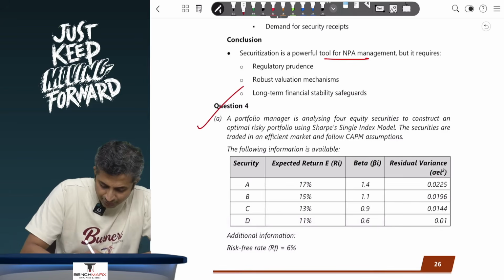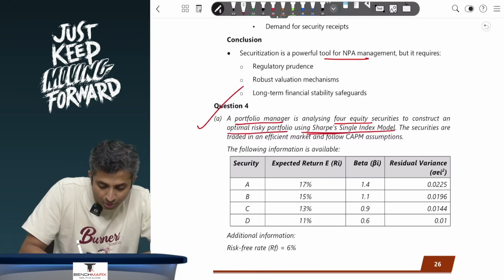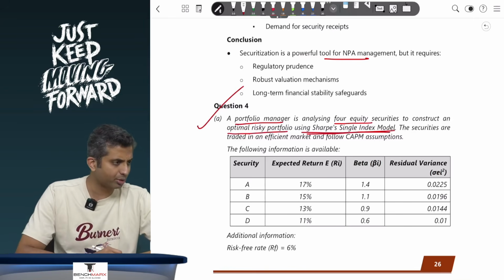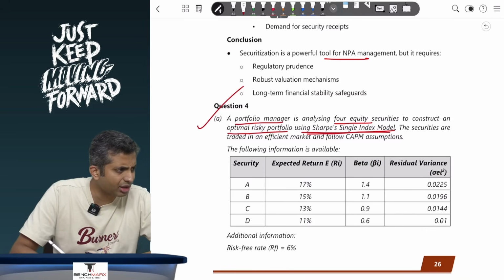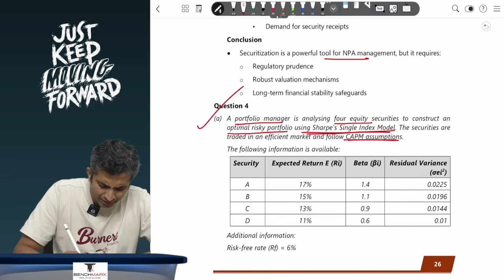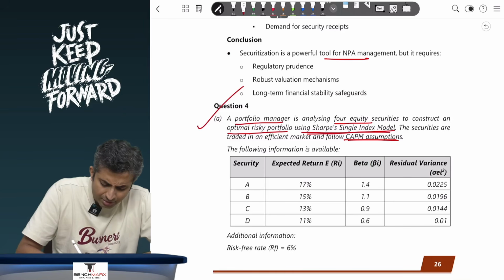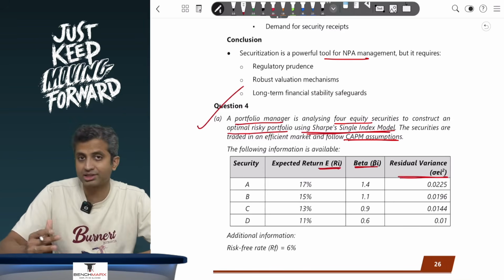Question number 4. A portfolio manager is analyzing 4 equity shares to construct an optimal risky portfolio using Sharpe's single index model. So this is Sharpe's optimal portfolio. The securities are traded in an efficient market and they follow CAPM assumptions. That is fine. Sharpe is there, so CAPM should be applied. The following information is available. You have the expected return, the beta, and the residual variance. This is called unsystematic risk.